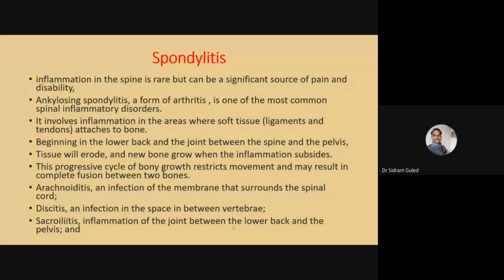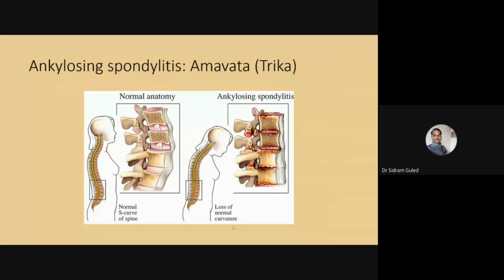Other infectious conditions like arachnoiditis, discitis, and sacroiliitis, which are caused by different infections, will also have such presentations. This is the picture depicting ankylosing spondylitis, so we also encounter cases of ankylosing spondylitis. As I mentioned, the Trika bhaga is mainly involved, where Ama is specifically involved. So the Ama vata line of management is very specifically helpful in such conditions.